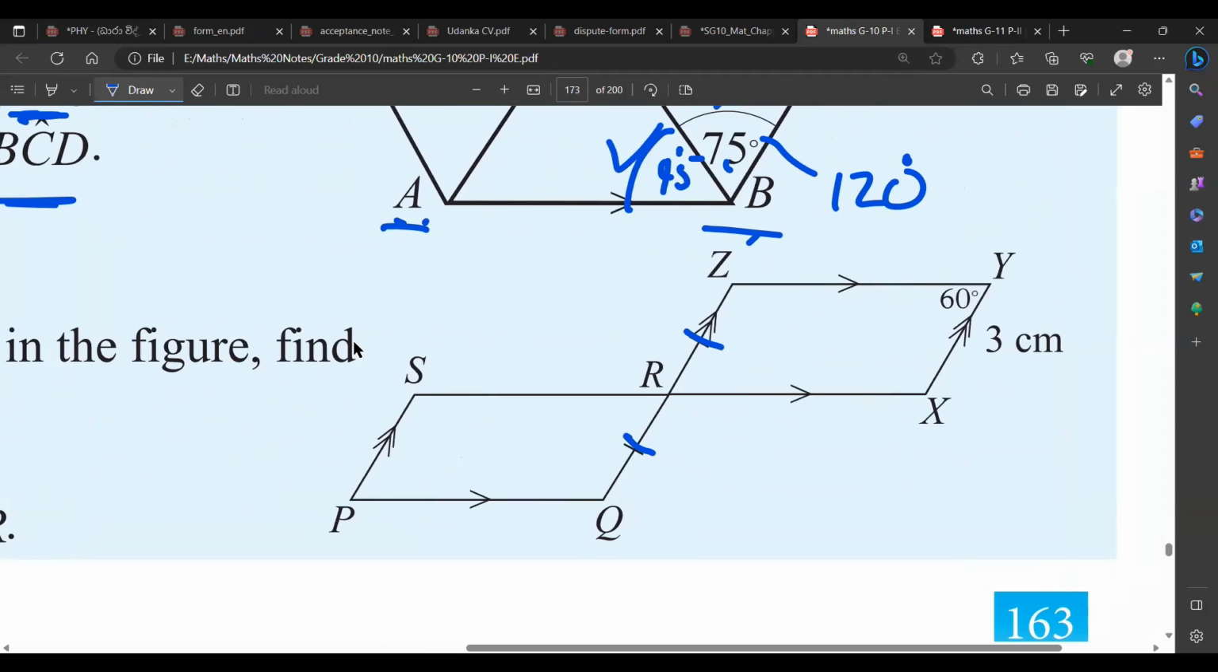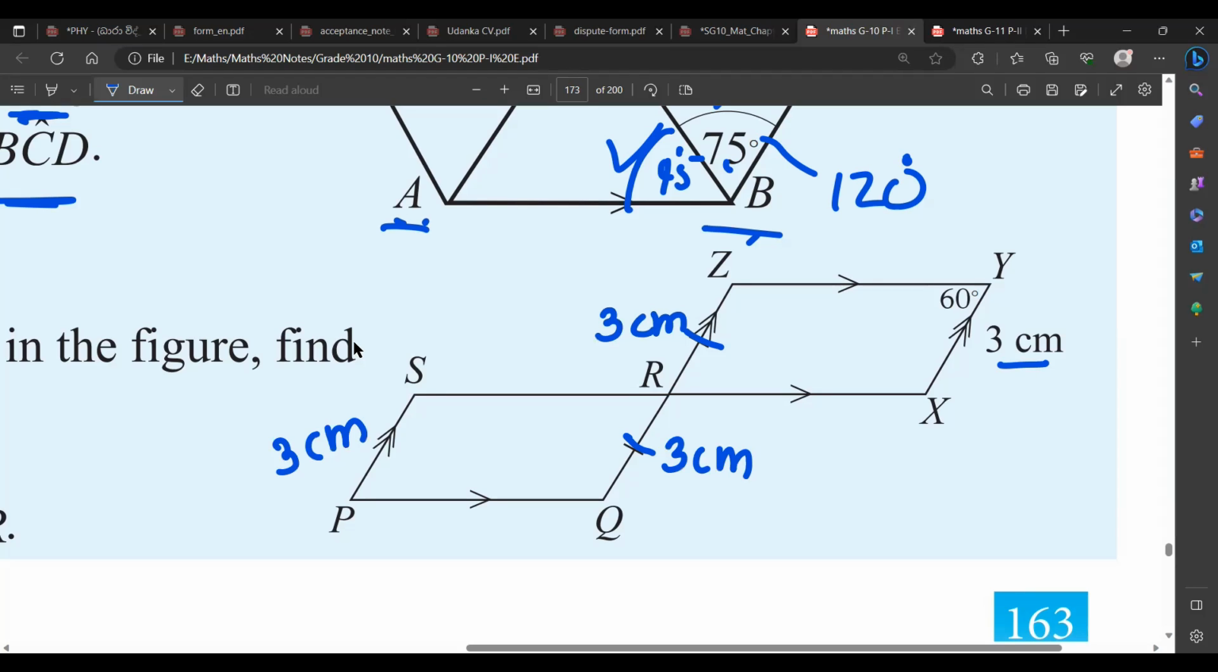Now, just tell me, these are parallel lines, no? Opposite sides of a parallel line are equal. This is 3 centimeters, so this one also should be 3 centimeters. These two lines are equal. If it is 3 centimeters, this one also should be 3 centimeters. And these are parallel, so this one also should be 3 centimeters. Okay, this all should be 3 centimeters.